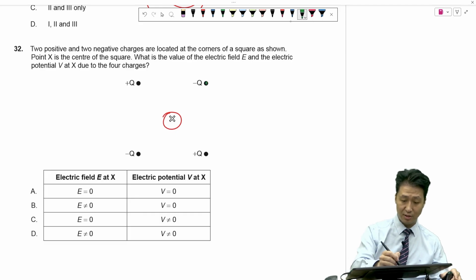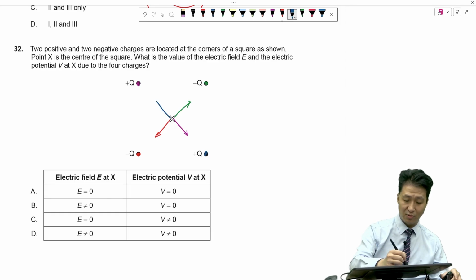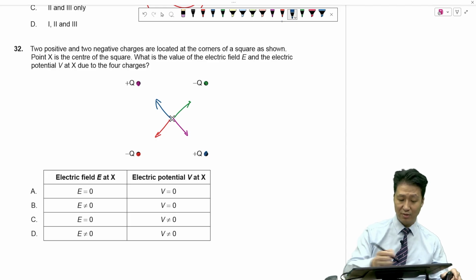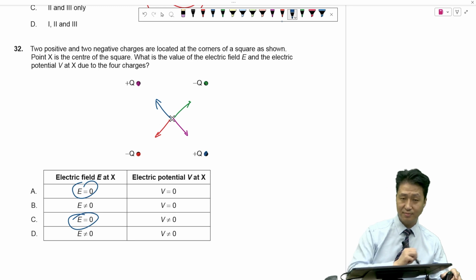So let's color code this. Green, blue, red, and let's add violet. So let's do the electric fields. Positive, the electric field is going to be away from this. Red, negative, so the electric field is towards the negative. Green, negative, towards the negative. And blue, positive, so it's away from it. They're all the same size, they're all opposite directions, they all cancel out. The electric field is 0.